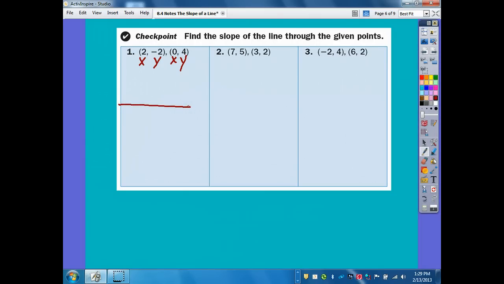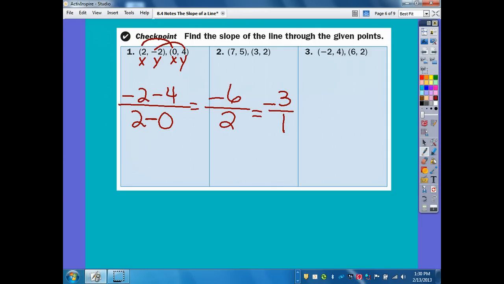And x's go on the bottom, so we have to go 2 minus our 0. The x's are on the bottom. The differences of our y's, so we have our negative 2 minus 4. Now we can do the math portion of it. What is a negative 2 minus 4? Negative 6. A negative 6 over what's 2 minus 0? 2. Simplified, that equals negative 3 over 1, which I would accept as an answer, because that's the same as what? Negative. Which also equals a negative 3.